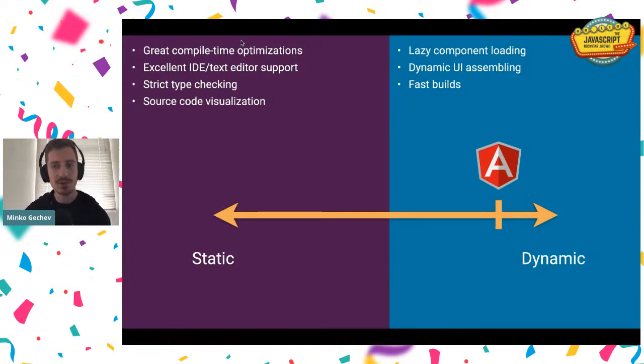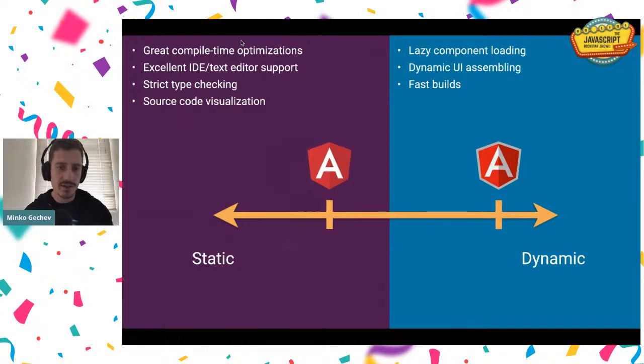AngularJS, for example, is on this right side of the spectrum. It is a very dynamic framework, and it doesn't provide some of the guarantees that we would want a framework to provide, such as Angular, right? That's why with Angular, we started by making it really static. We wanted to provide great compile time optimizations, excellent text editor support, strict type checking, and even allow you to visualize the source code. There are different third-party tools which allow you to do that.